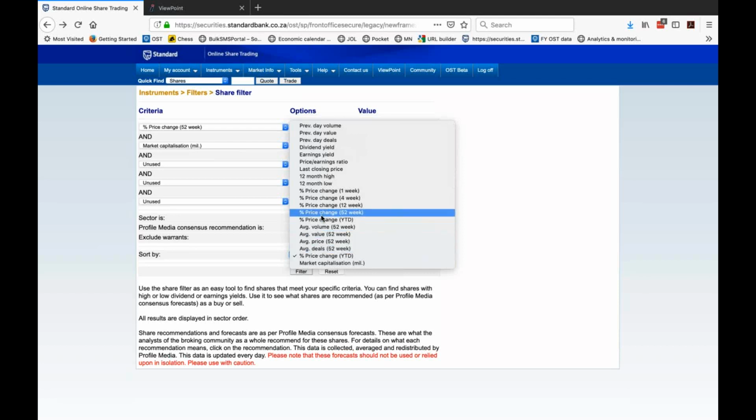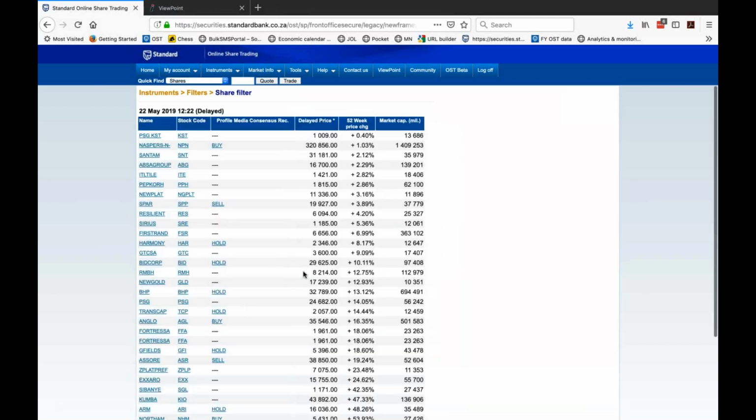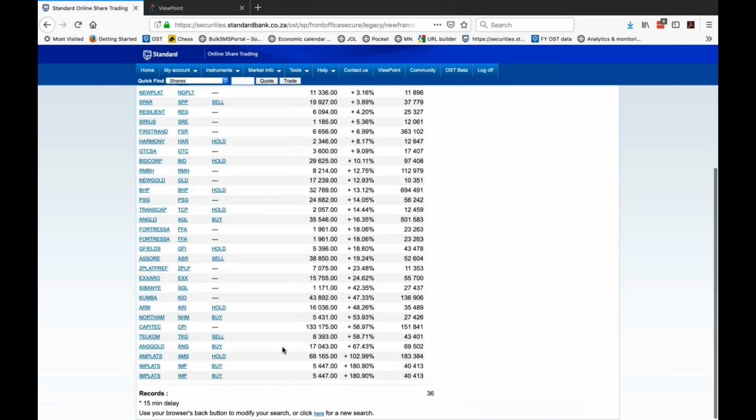Excuse me. Price change 52 weeks. And it'll now show you all the movers, Implats, Anglo-Plats, Anglo-Gold being the winners there. It is now showing you the large stocks. In other words, stocks with a market cap of more than 10 billion.